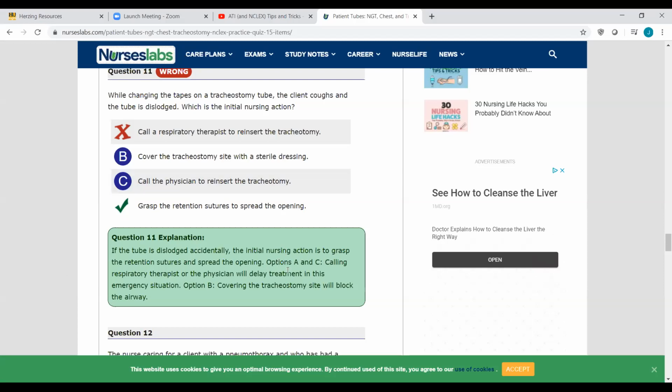Options A and C, calling the respiratory therapist and the physician, will delay treatment. You wouldn't want to do that because this is an emergency. You also don't want to just cover it because it's going to block the airway. Anytime you have a question where you're delaying treatment, that's always wrong. With the trach, this is the way they're breathing, so if you cover it with a dressing, they're not going to be able to breathe at all.